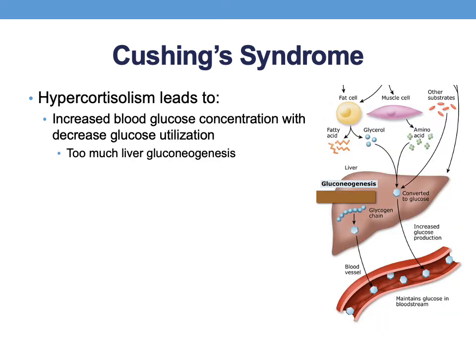The hypercortisolism associated with Cushing syndrome leads to increased blood glucose concentration with a decreased glucose utilization. Remember, it inhibits skeletal muscle and adipose tissue from taking up the circulating glucose, and it'll stimulate the liver to produce too much glucose through gluconeogenesis, so it can fatigue the liver and redistribute the fat, have too many fatty acids circulating, and then it's going to lead to muscle weakness because the muscles can't take up the glucose for energy, and it's going to cause the muscles to release too many amino acids.